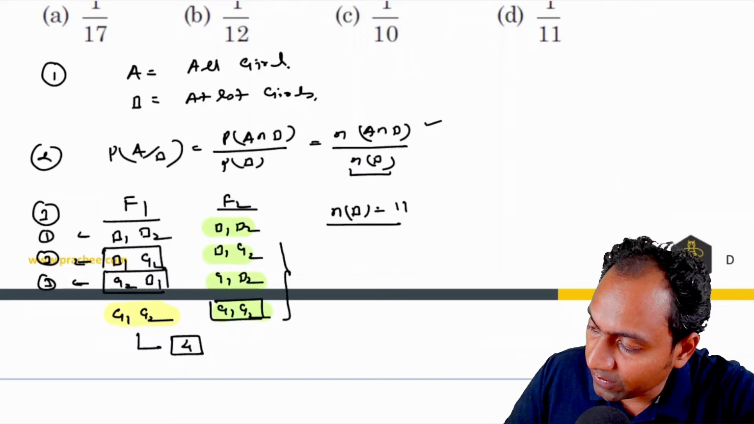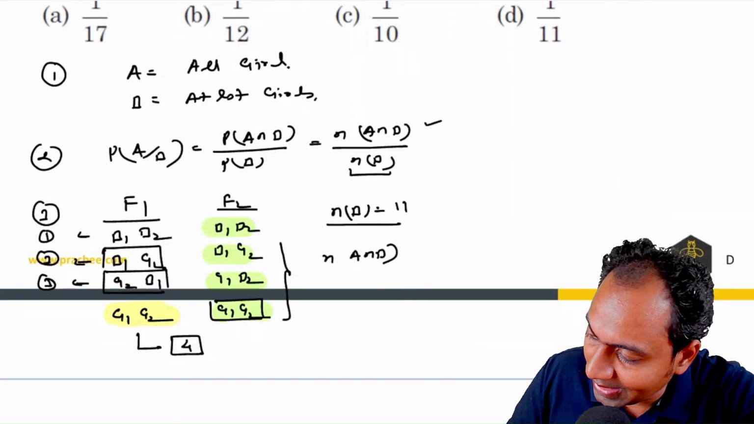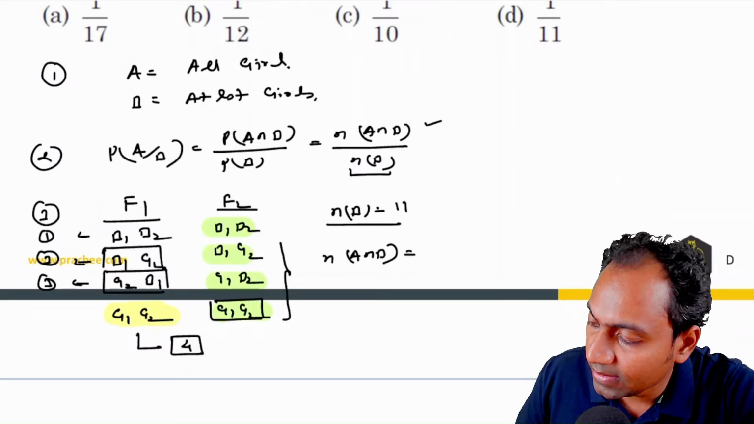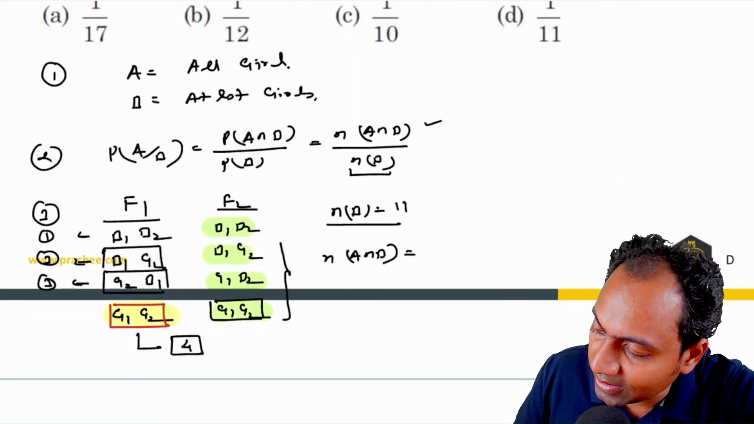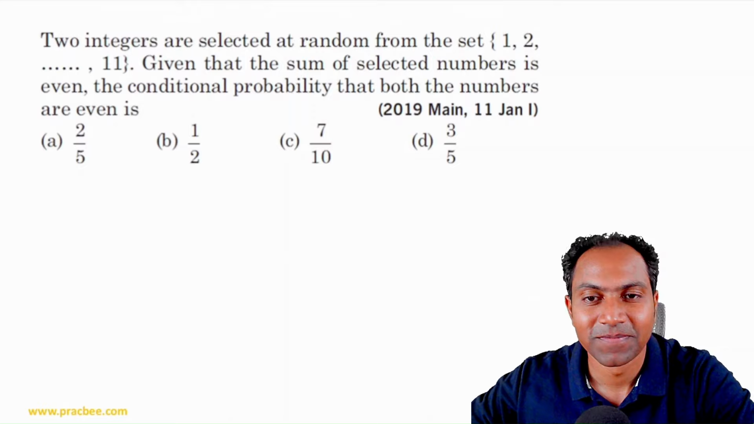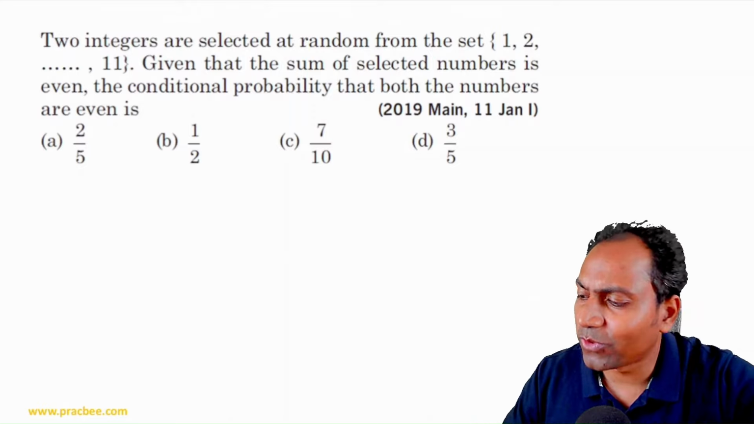Now, if I try and find out the number of cases in A intersection B, that means all the children are girls. That can happen if these two are paired with these two. Hence, the answer becomes 1 by 11. That is option D.